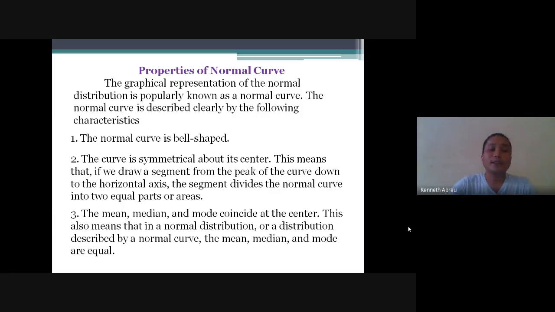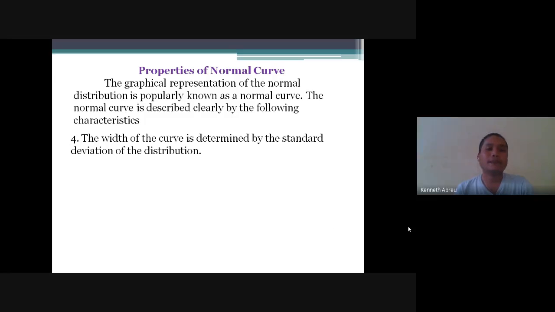The third one, the mean, the median, and the mode coincide at the center. So, ibig sabihin, yung pinakagitna, yung tinutukoy nating magiging symmetric yung ating curve, that would be the mean, the median, and the mode. Pare-parehas daw ang value ng ating mean, median, and mode kapag tayo ay nasa normal distribution ng ating continuous random variable. In a distribution described by a normal curve, the mean, median, and mode are equal.